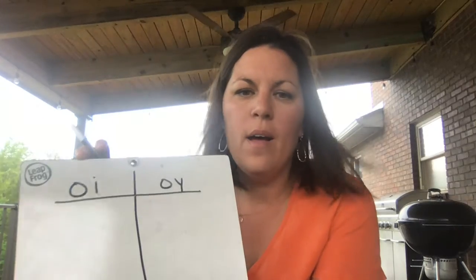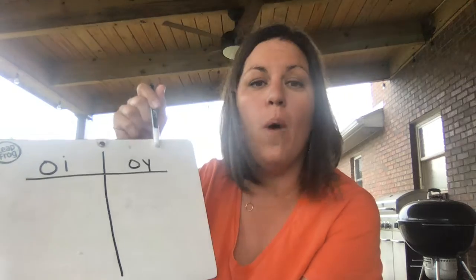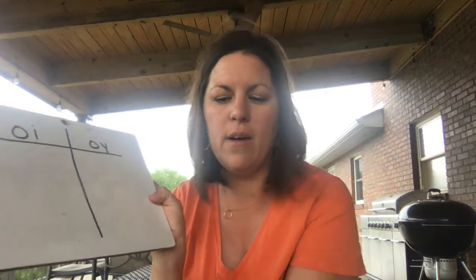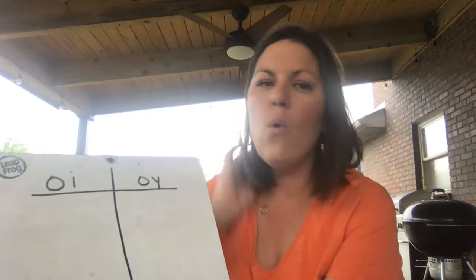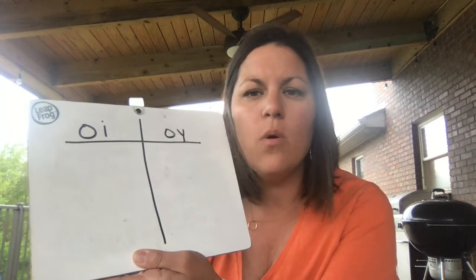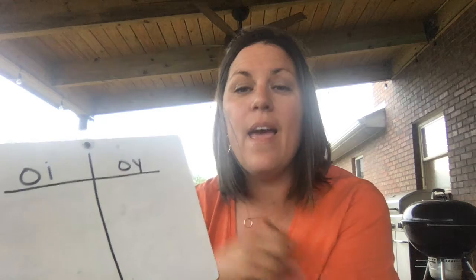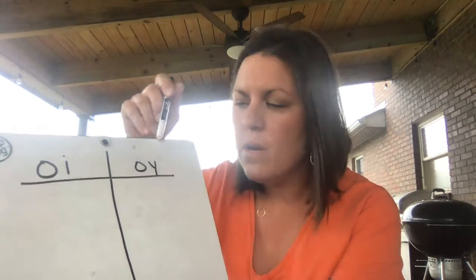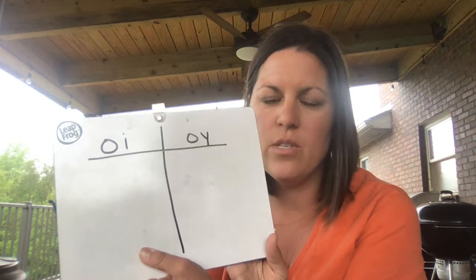There are two ways to make the OI sound. When you put OI together, it makes the oi sound. And when you put OY together, it makes the oi sound. Okay, boys and girls? Now, one thing to remember is when you hear the oi sound in the middle of the word or the beginning of the word, it's going to normally be OI. And when you hear the oi sound at the end of a word, it's going to normally be OY. Now, there's always a few words that like to break the rules, but for the most part, you can use that when you are trying to spell some words, okay?